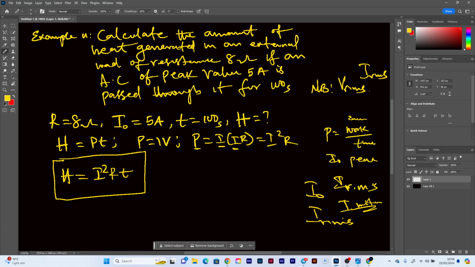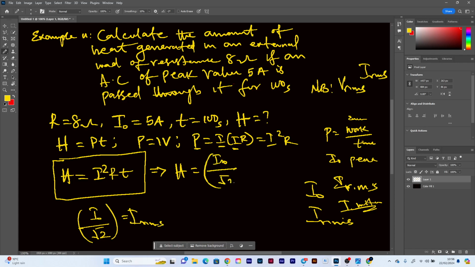Is it clear? Okay, so if it is clear, we move. H is therefore equal to I, which is root mean square I, but we don't have root mean square I here. But we know that our peak current divided by root 2 is going to give us root mean square I. Am I right? So you have I naught divided by root 2, all squared, multiplied by R, which is resistance, that's 8 ohms, then multiplied by time, which is 100 seconds.